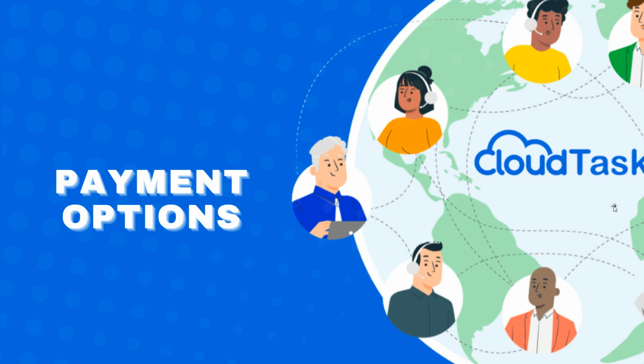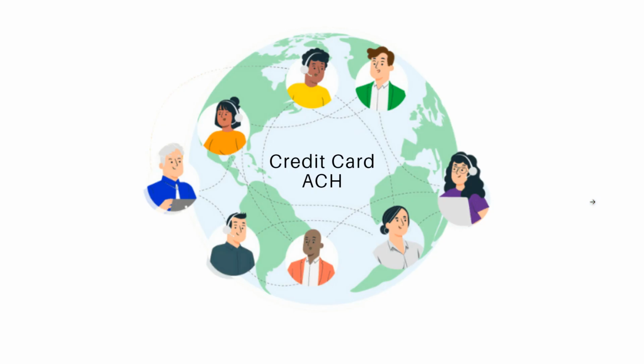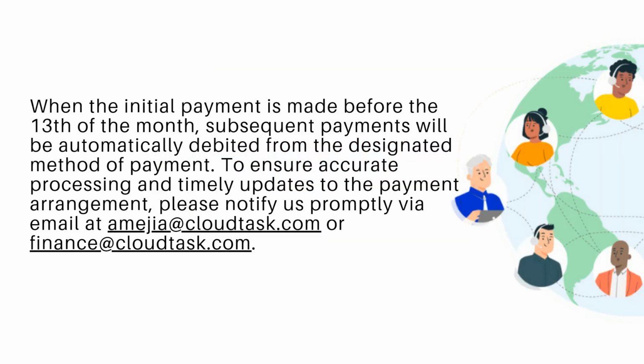The payment options for you are very simple. You will get a HubSpot quote link, which is sent by our finance manager. On this HubSpot quote link, you will be able to see the monthly payment that you have agreed with your remote worker, their name, the amount, and of course, the option to pay. You can pay either with credit card or ACH. If you decide to go with credit card, there are no extra fees included. Of course, when the payment is made before the 13th of the month, any other payments will be automatically debited from the payment method that you have chosen.